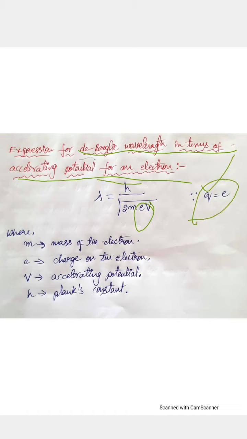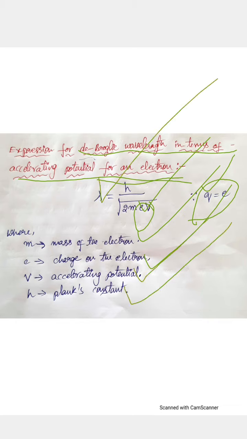Next one is the expression for the de Broglie wavelength in terms of the accelerating potential for an electron, that is lambda equals h divided by square root of 2m eV. In place of q, what we have to substitute? That is e. This equation is similar to the previous one. Here in place of q, we have substituted e. Why? Because in the previous equation they have given a particle, but here they clearly mention the electron, so we have to take the charge on the electron. m is the mass of the electron, e is the charge on the electron, V is the accelerating potential, h is Planck's constant, lambda is the de Broglie wavelength.